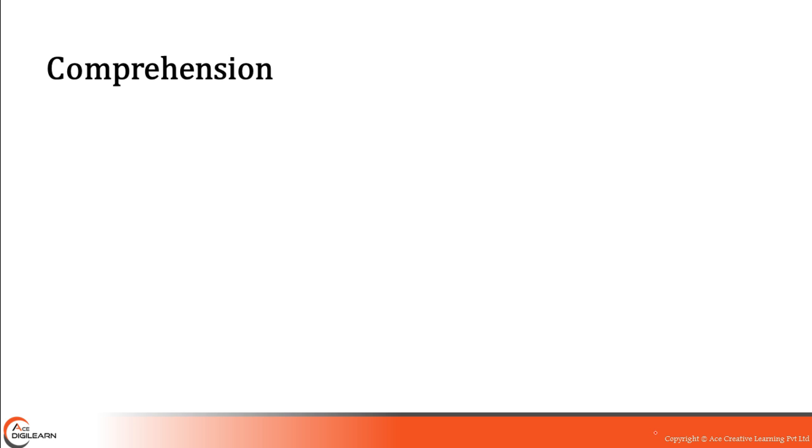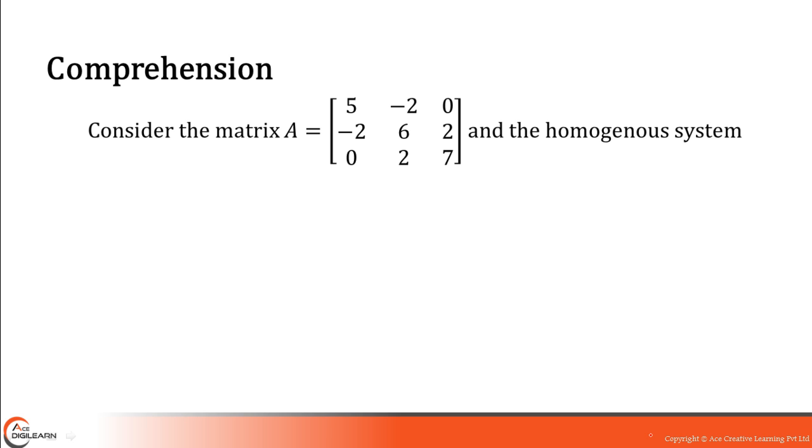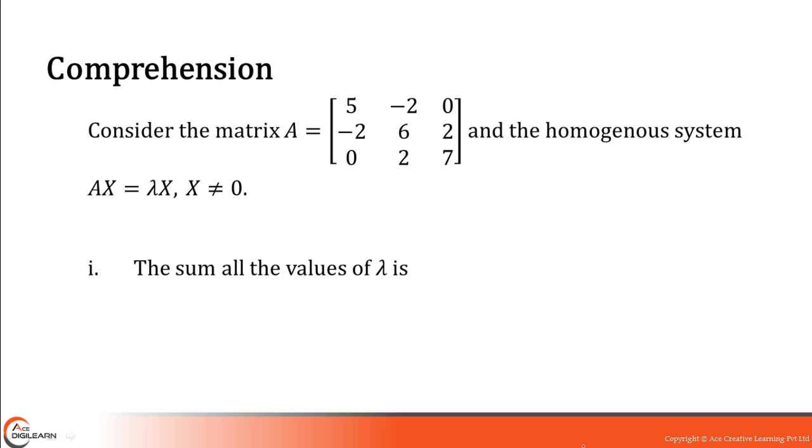Let us see a question. Consider a matrix A of order 3 by 3 and the homogeneous system Ax = λx, where x is non-zero. We need to find the sum of all values of λ. Options are 12, 15, 18 and 4. So let us see the solution.